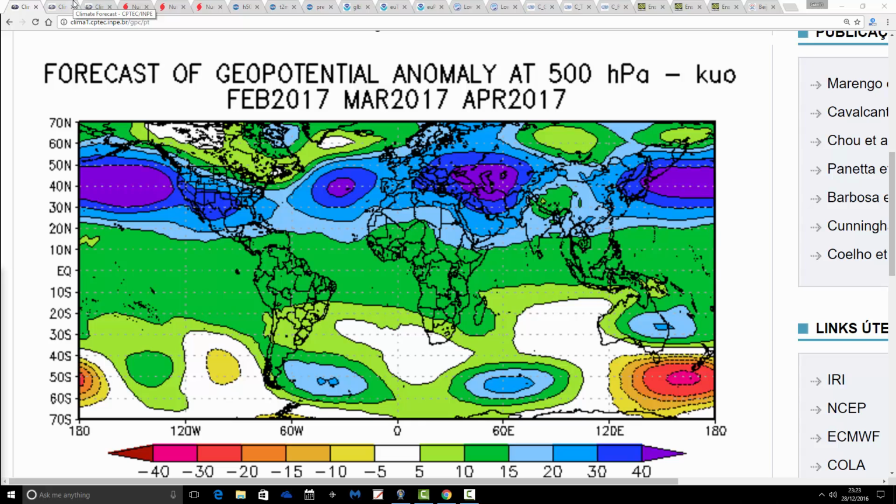And we're going to start off with the Brazilian model this month. So this isn't covering the full spring period either. This is covering February through to April 2017. This 500 millibar height is always a little bit different with this one, in that blue on these charts is extrapolating to above average heights, and the brighter colours, sort of yellows, oranges and reds, extrapolate to below average heights, which is low pressure.